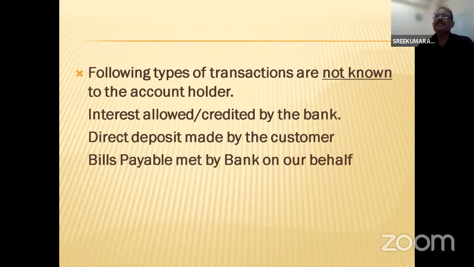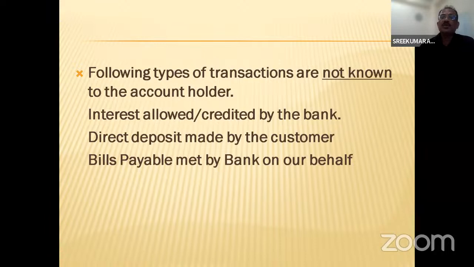Direct deposit made by the customer. For a training, somebody deposits some amount, 1 lakh rupees, or from DBT or DST there is a remittance of funds for a project. So that is directly credited. Immediately the accounts officer will not know it. Then bills payable made by the bank on our behalf, especially in the case of letters of credit. We will not make the payment, but on our behalf they will debit our account and make payment to the other parties.